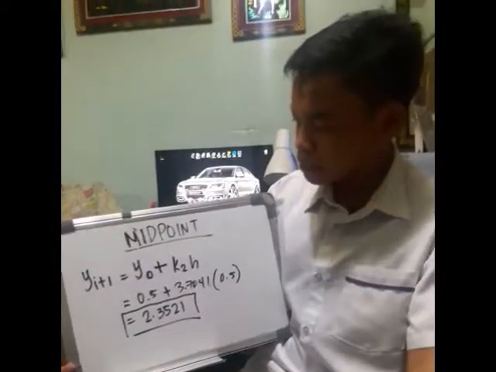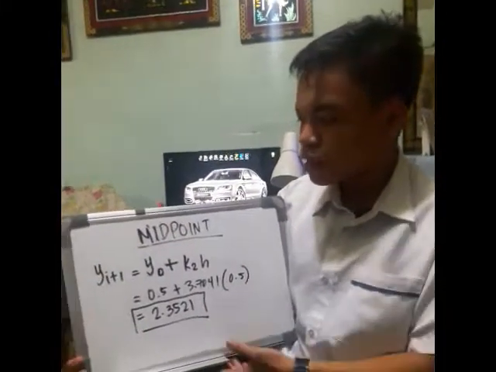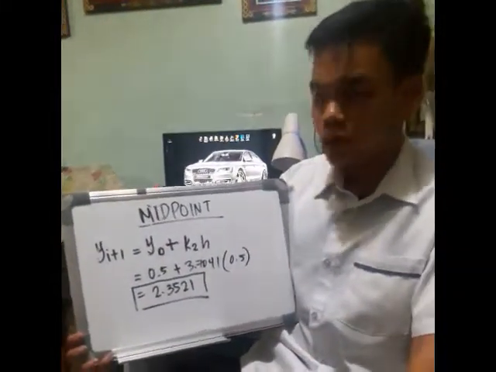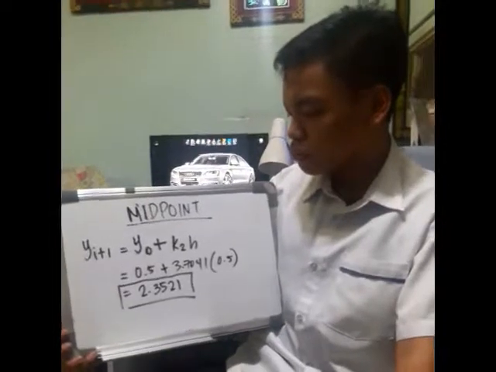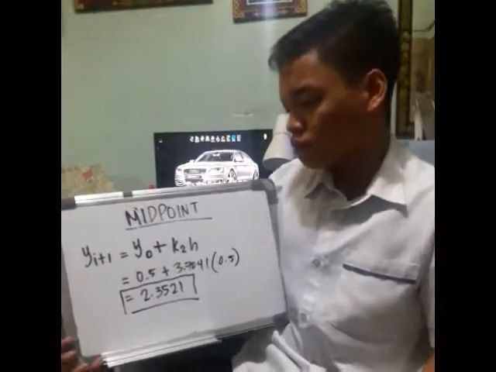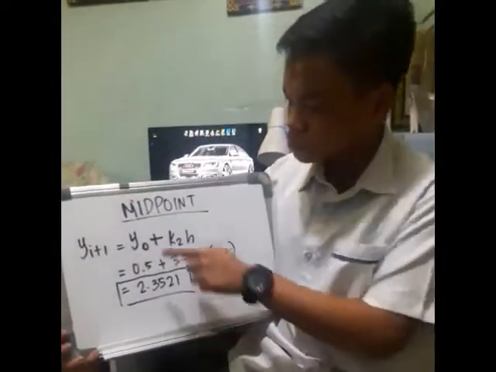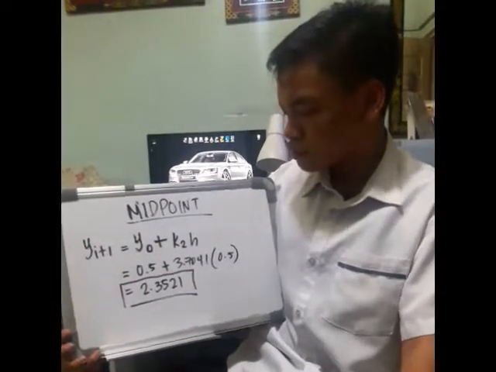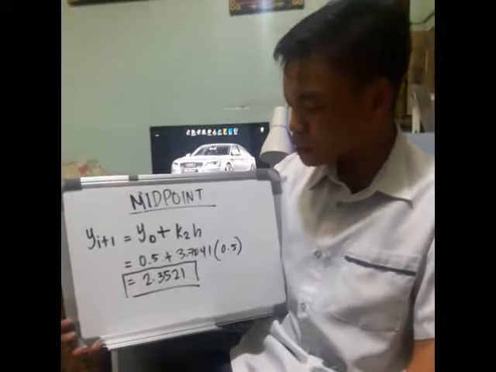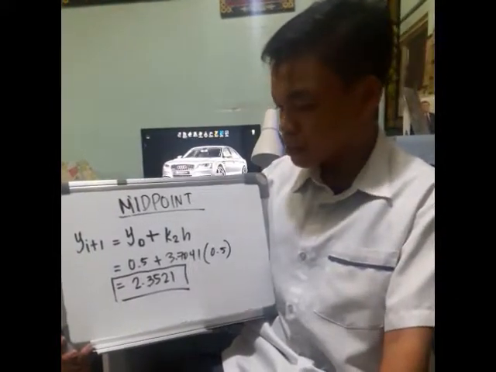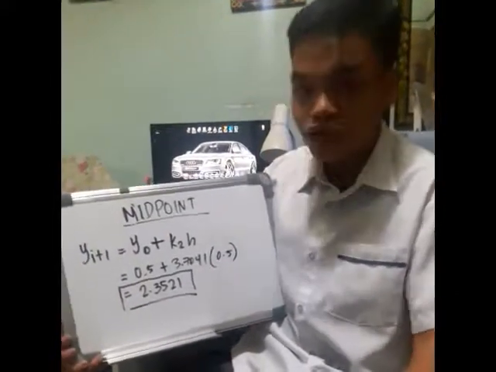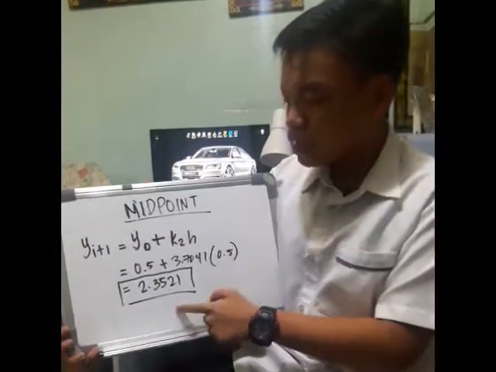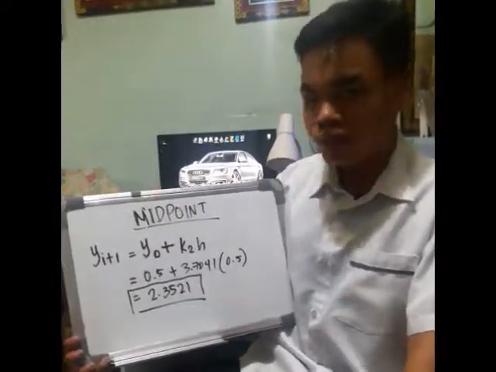The final step, we will be using this formula for the midpoint, y sub i plus 1, which is equal to y sub 0 plus k2 times h. Then it equals 0.5, substituting y of 0, plus 3.7041, substituting the k2 as we solved earlier, times h, which is 0.5. Then the final answer is 2.3521.